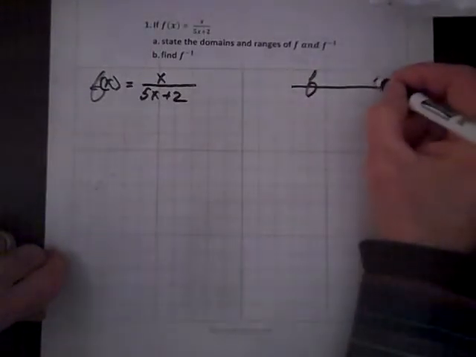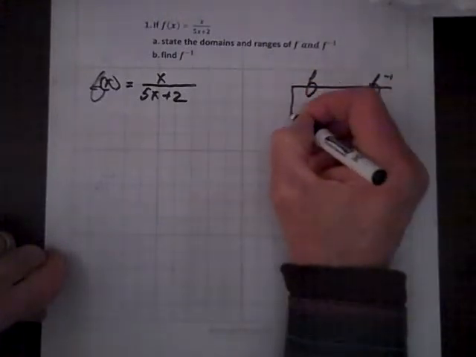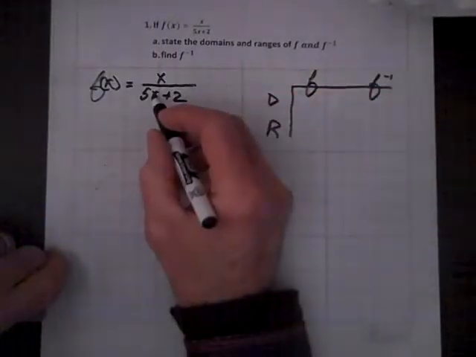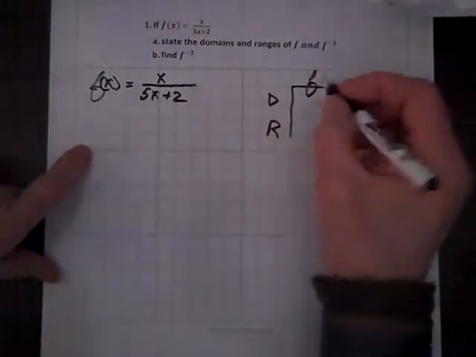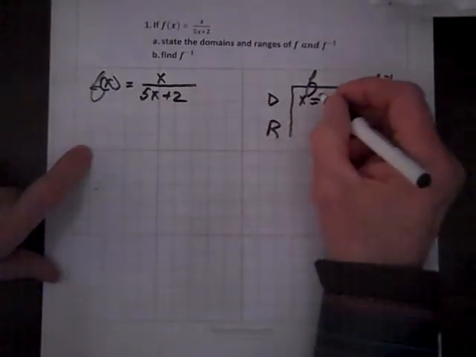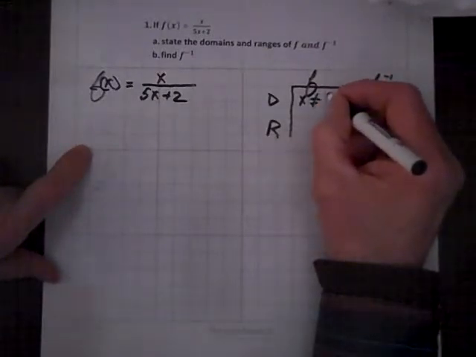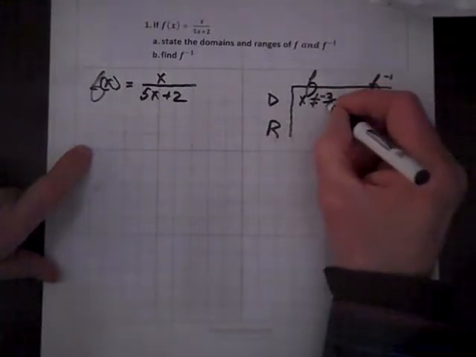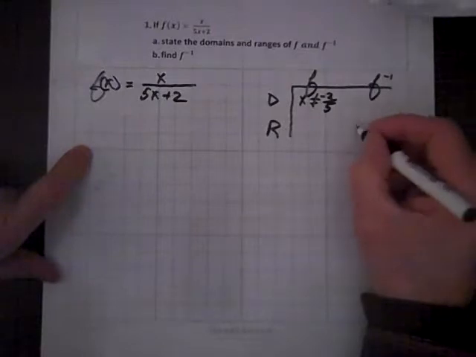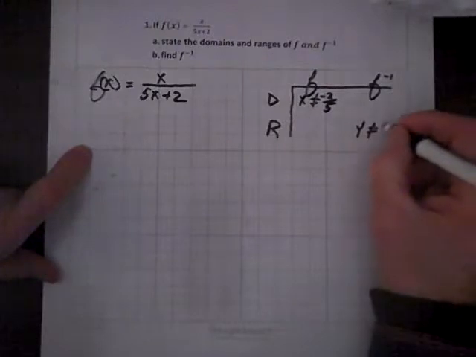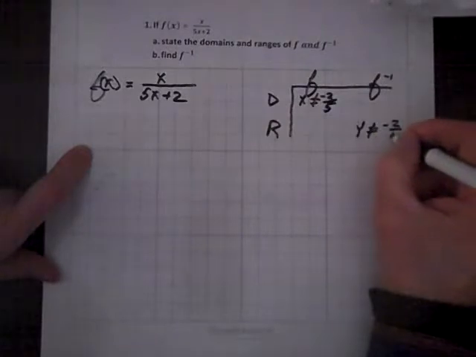So we've got f and f inverse and domain and range. And the domain of f, well, what value of x will take that denominator to 0? Well, negative 2/5 will. So x cannot equal negative 2/5. All reals but negative 2/5. So the range for the inverse function is y, which cannot equal negative 2/5, all reals except negative 2/5.